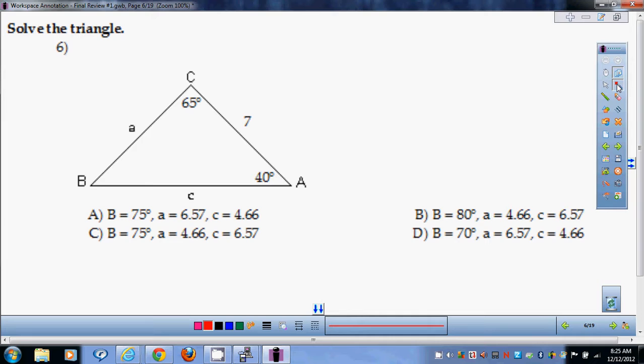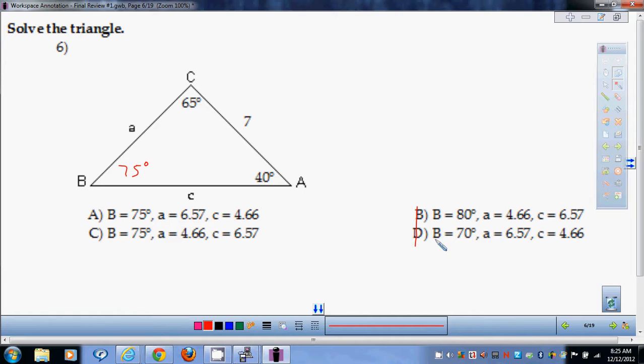Find the missing angle, and what is it? How did you get that? And it has to add to 180. Very good. 75. So we can immediately cross off options B and D.